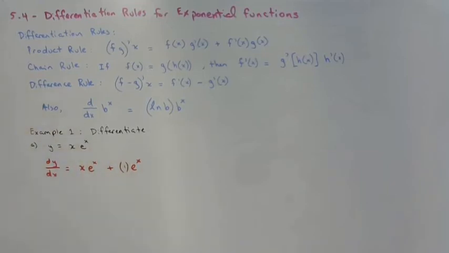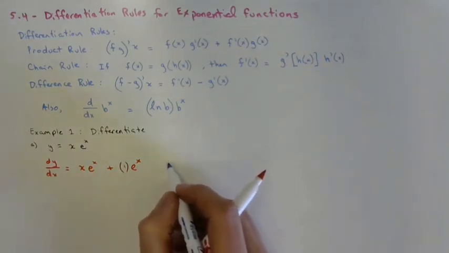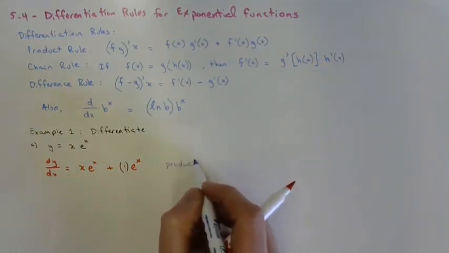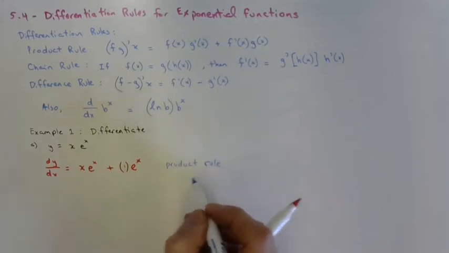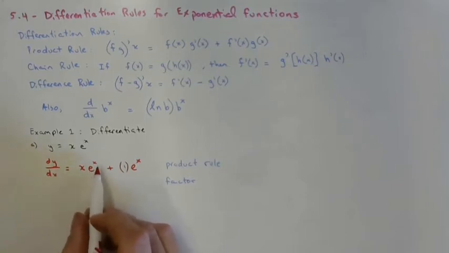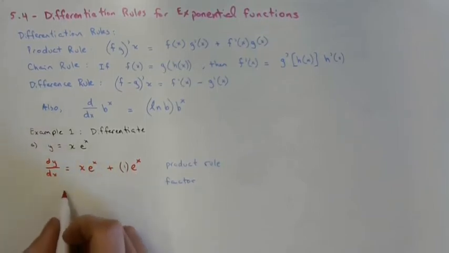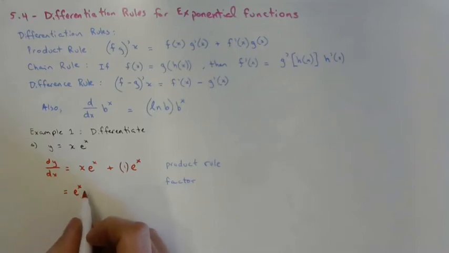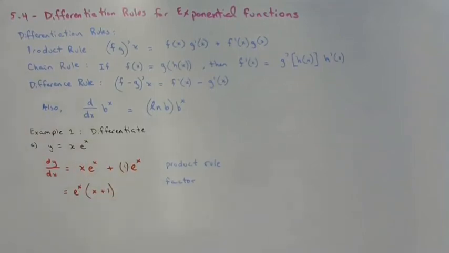When we get to this step, let's just note that we used the product rule. And now we're going to factor. So we notice that there's a factor of e to the power of x in both of these terms. So I'm going to factor that out, and that's going to leave us with x plus 1 inside the brackets. And that is fully simplified. That one is done.